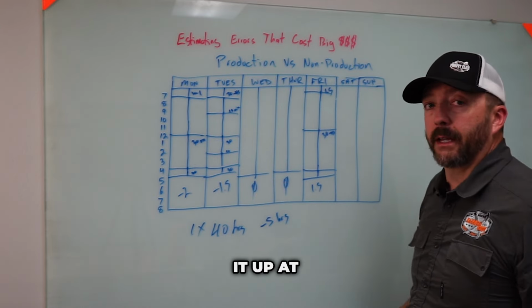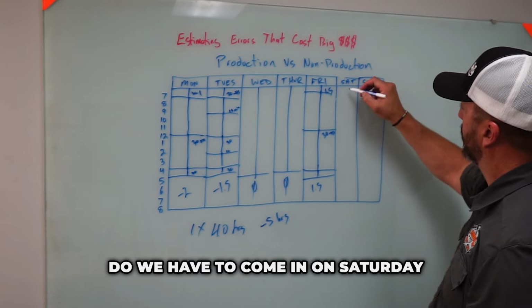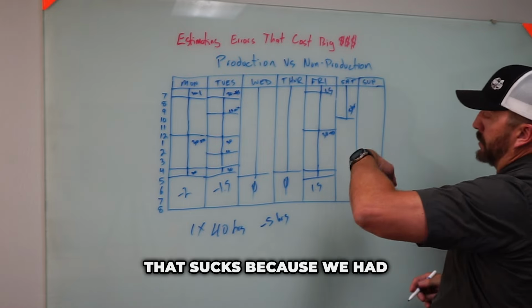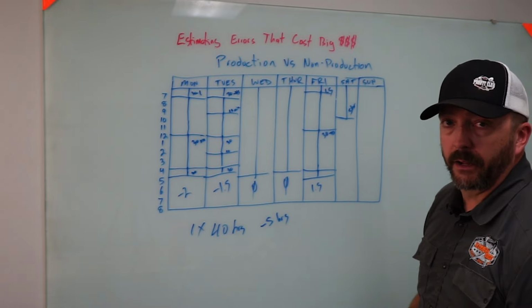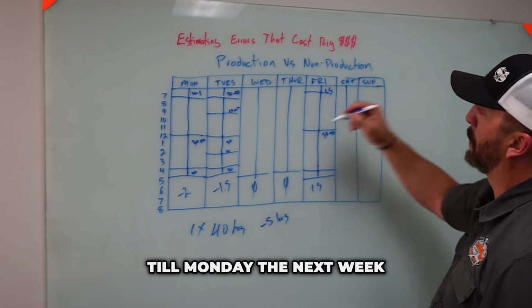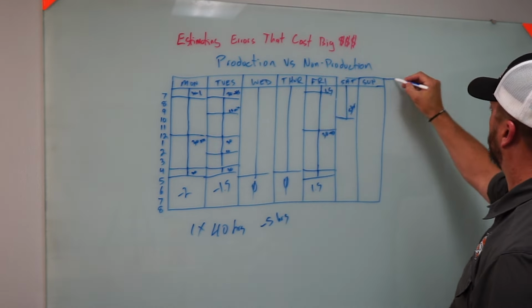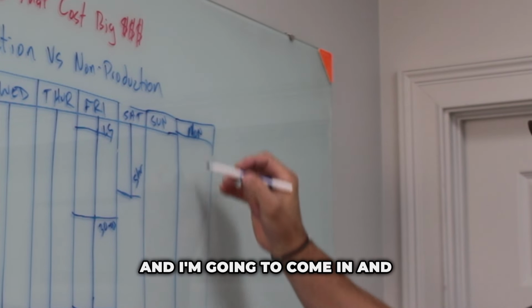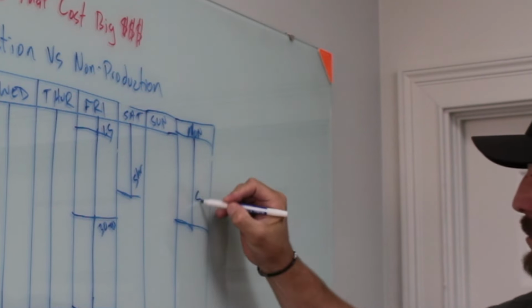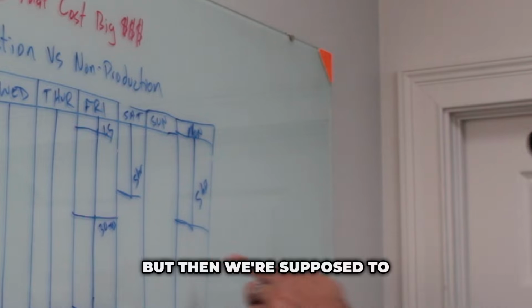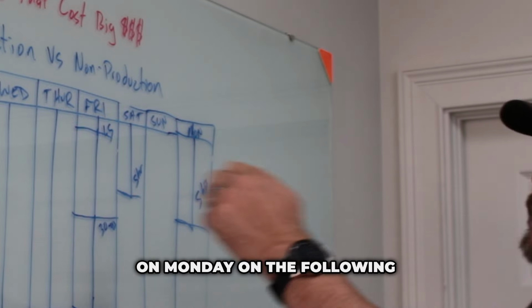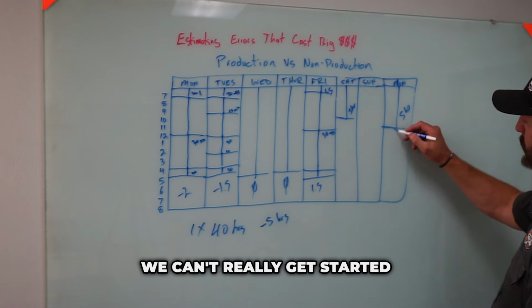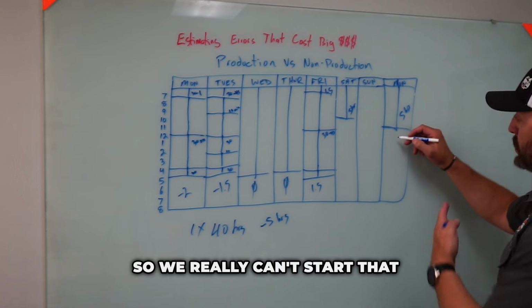So where are we going to make it up at? Do we have to come in on Saturday now and work for 5 hours? Well, that sucks because we had plans with our family on Saturday. Well, maybe I'll just push it off till Monday the next week. Here's Monday the following week, and I'm going to come in and work for 5 hours and make it up, which is great. But then we're supposed to start another job on the following Monday, so then we'll have to push them off because really it's demo and we can't really get started. So we really can't start that job on Monday.